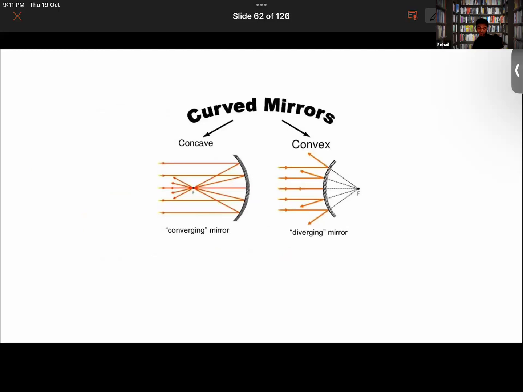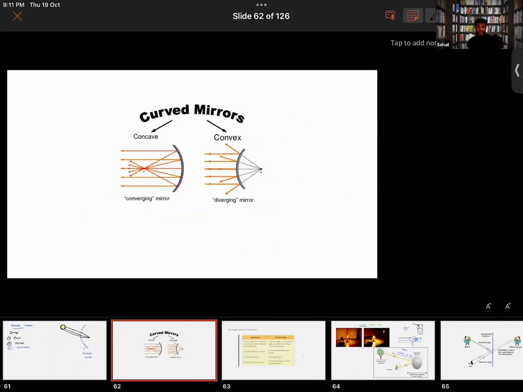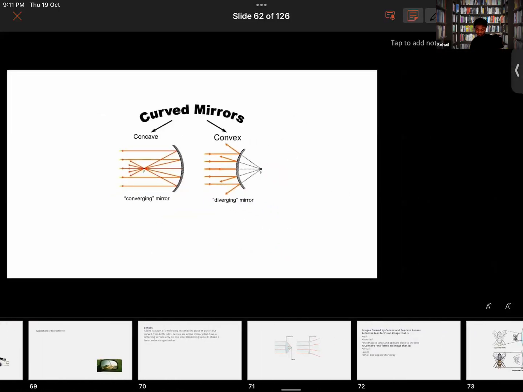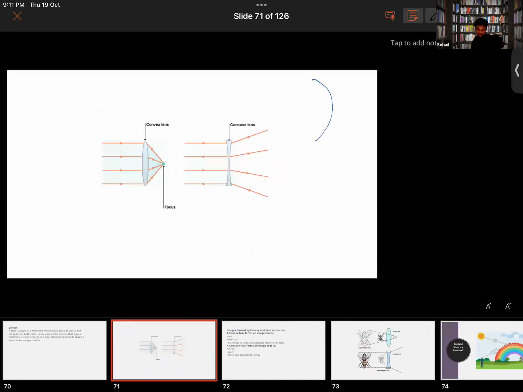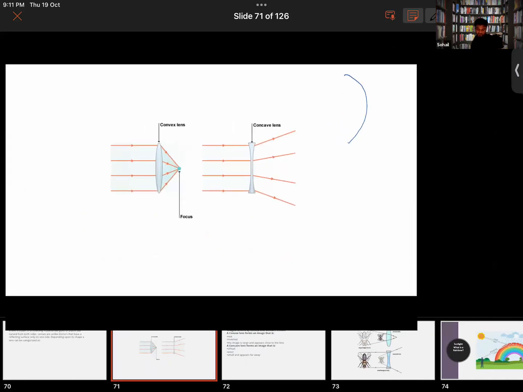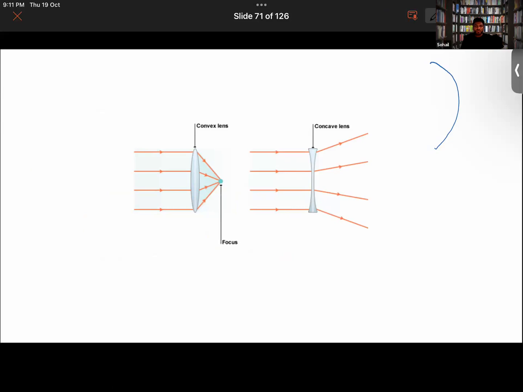But in the case of a lens, the light rays are actually passing through the material of the lens. Are you guys getting what I'm trying to say here? Yes, sir. So there's an actual passage of light rays in the case of a lens, while in the case of a mirror, it's not really. In the case of a concave mirror, the light rays are actually meeting, but in the case of a convex mirror, the light rays are not, right?